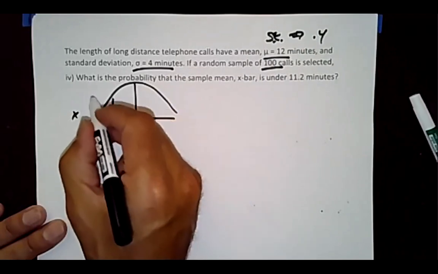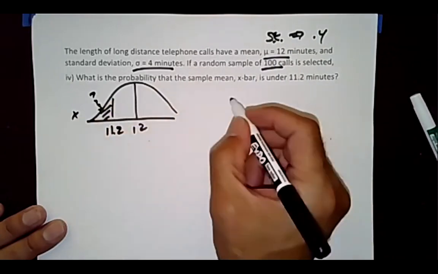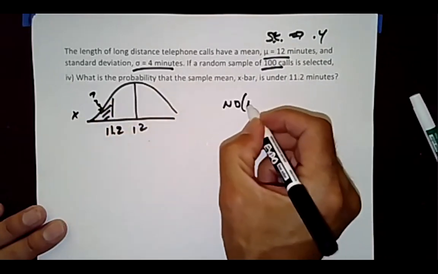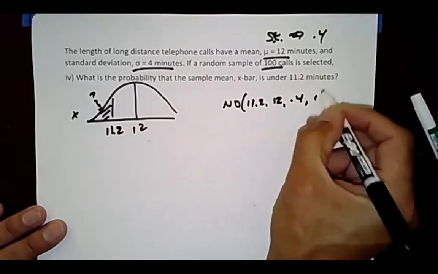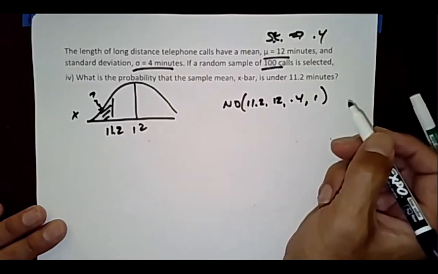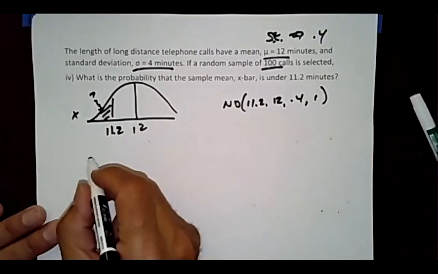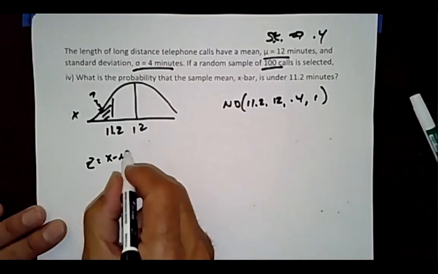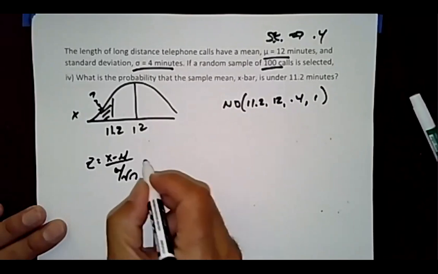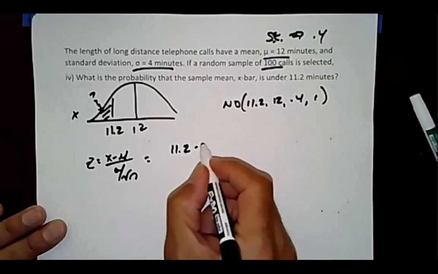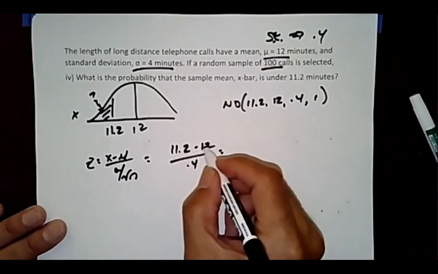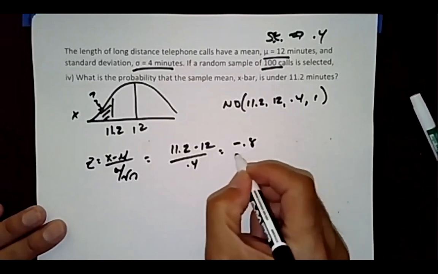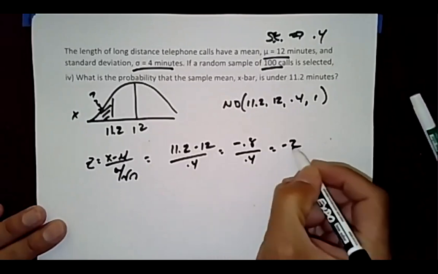So again, the question mark is here, so you know you're doing a norm dist command. So this is norm dist, 11.2, 12, 0.4, 1. The z-way, z equals x minus mu over sigma over radical n, 11.2 minus 12 all over 0.4. 11.2 minus 12 is negative 0.8 over 0.4, negative 2.